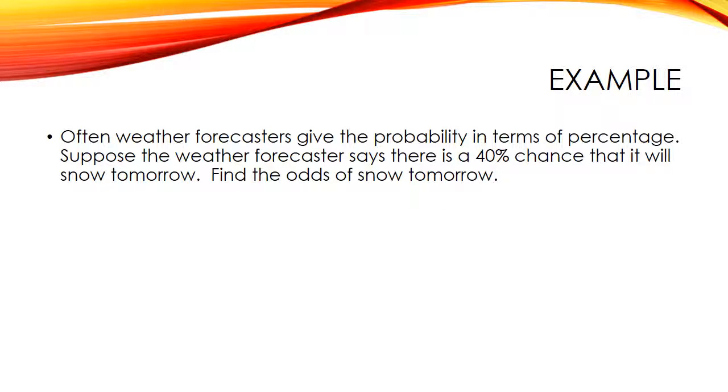So let's try this out. Often weather forecasters give the probability in terms of percentage. So suppose the weather forecaster says there's a 40% chance that it will snow tomorrow. We want to find the odds of snow tomorrow. Pause this recording, see if you can do it using the rule we just talked about, and then resume the recording to check your answer.